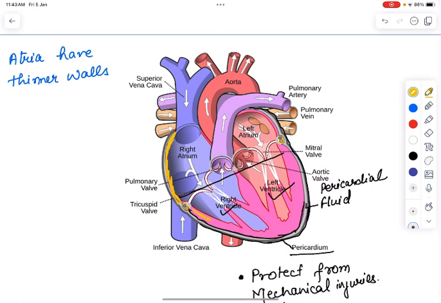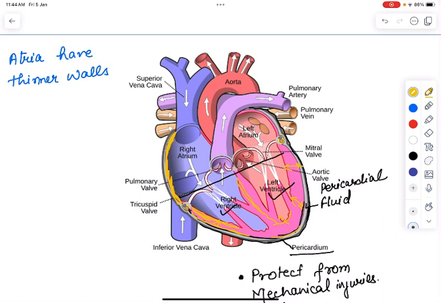You can see the wall of the atrium is thin, and the wall of the ventricle is thick, because they have to pump blood to long distances.